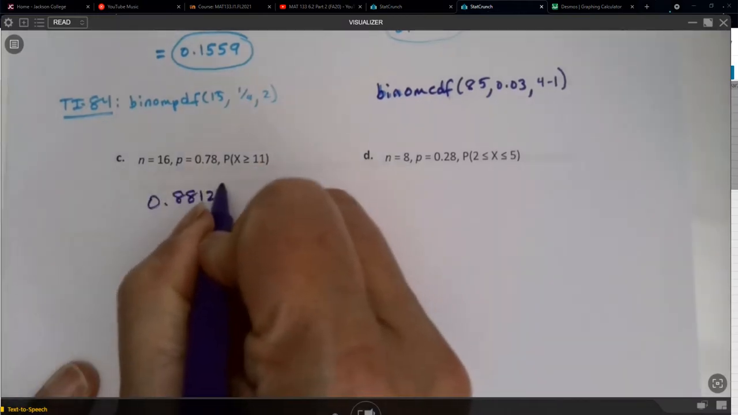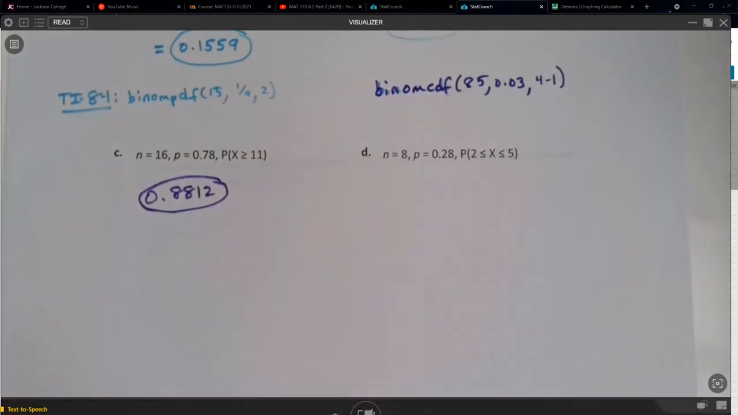0.8812. Sorry, I had to change colors halfway through. My blue pen is dead. I just threw it in the trash.